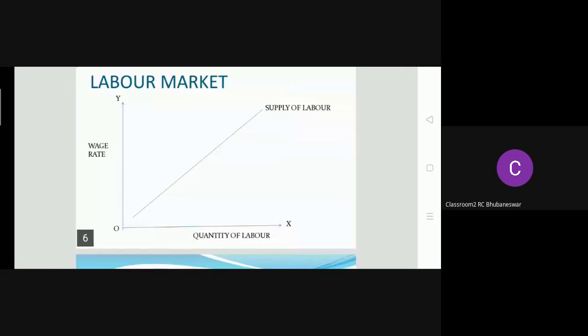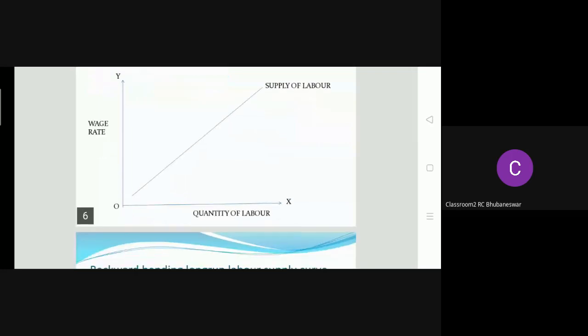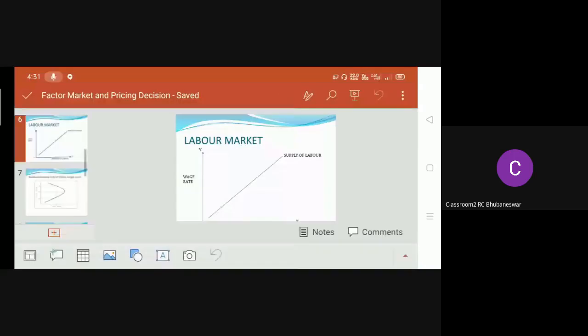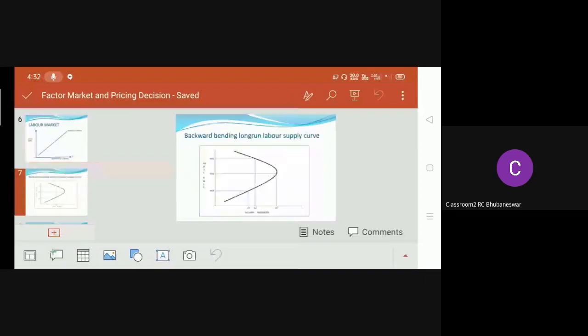This is the labor market. Okay, I will tell you after that. Here I am just showing the supply of labor. I will tell you the equilibrium condition of the market later. Okay, then come to the capital market.